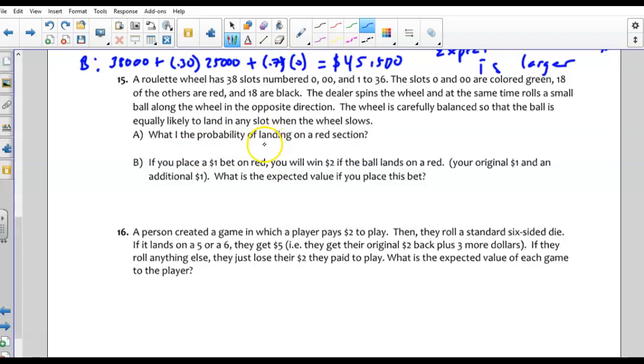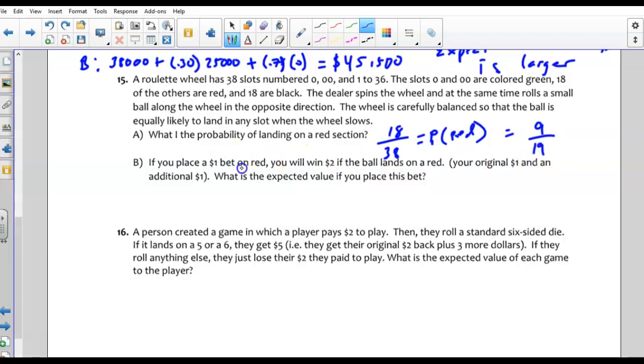Alright, so first of all, let's think about it. How many red slots are there? Well, they told us there's 18 red slots, out of how many slots total? 38. Those two green, plus all those other ones, 38 total. So 18 out of 38 is the probability of red. We can reduce that, they both divide by 2, so let's say 9 out of 19 probability of getting red.